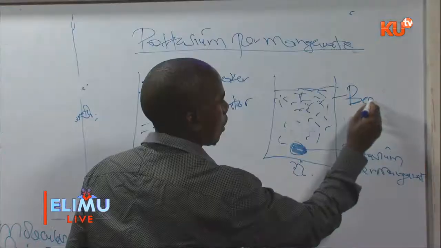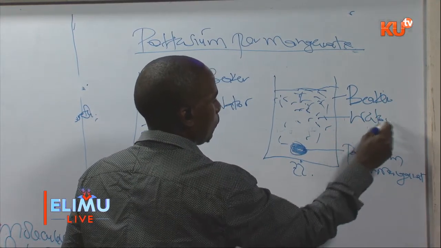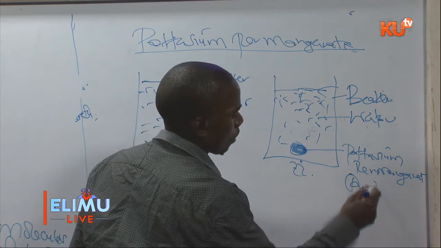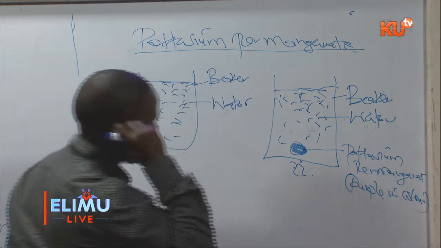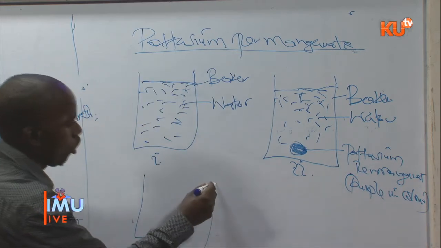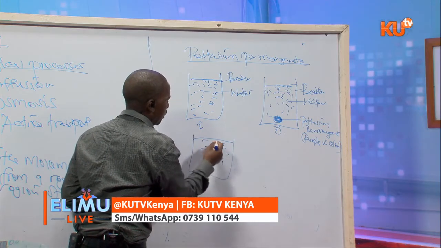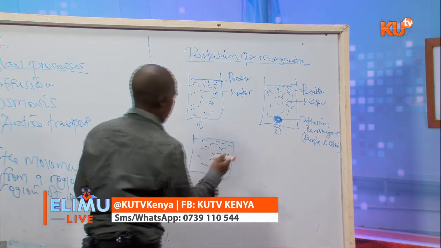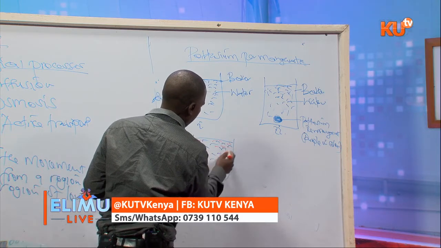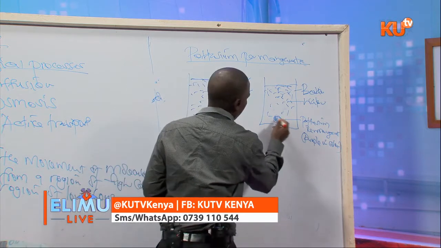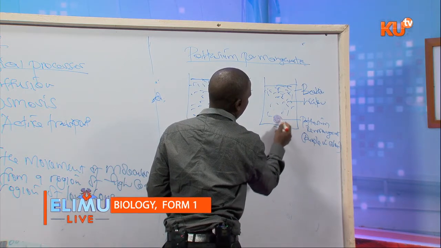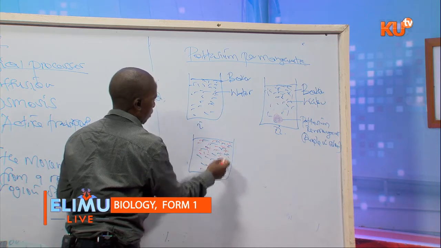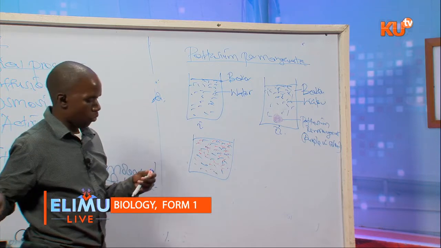Of course, this is a beaker. This is the water. Now we have introduced potassium permanganate, which is purple in color. After a few minutes, the whole of this water would have changed in color. I don't know how to put it, but let us assume that this is the color. I think blue and red will give me something closer to purple. So the whole of this water would have changed.